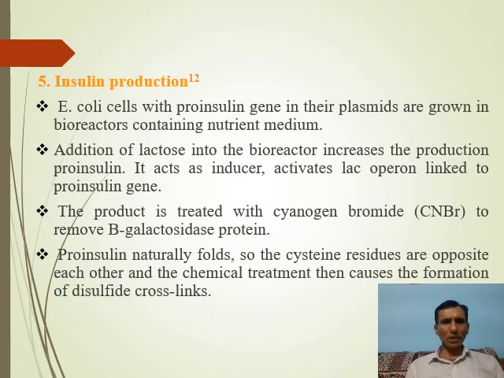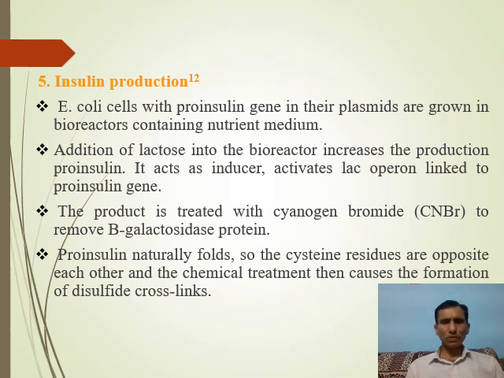Fifth step, insulin production. E. coli cells with the proinsulin gene in their plasmids are grown in bioreactors containing nutrient medium. Lactose is added into the bioreactor, which increases the production of proinsulin. It acts as an inducer and activates the lac operon linked to the proinsulin gene. The product is treated with cyanogen bromide to remove the beta galactosidase protein.